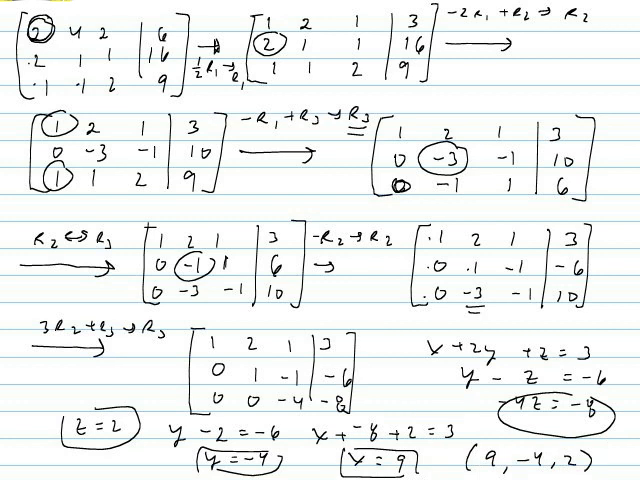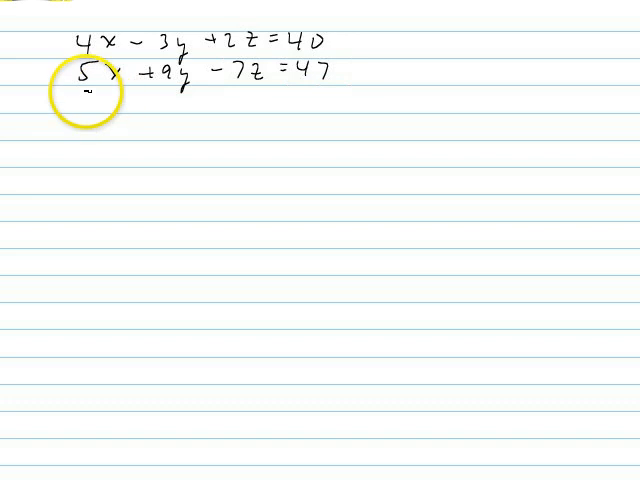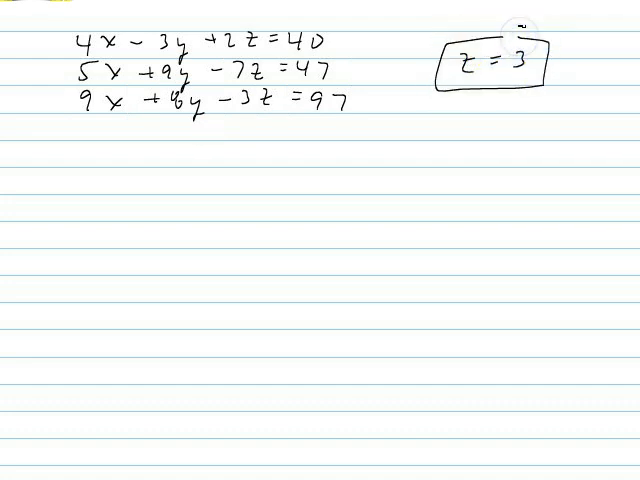And if there's time, have the class now practice on a big practice question, which is 4x minus 3y plus 2z equals 40, 5x plus 9y minus 7z equals 47, 9x plus 8y minus 3z equals 97. And they can work that out just so you know you're on the right track if you get z equals 3. Somehow I don't have the other two answers on me right now, but if you get z equals 3, you can work out the others. I'll get you those other answers also if I get a chance.